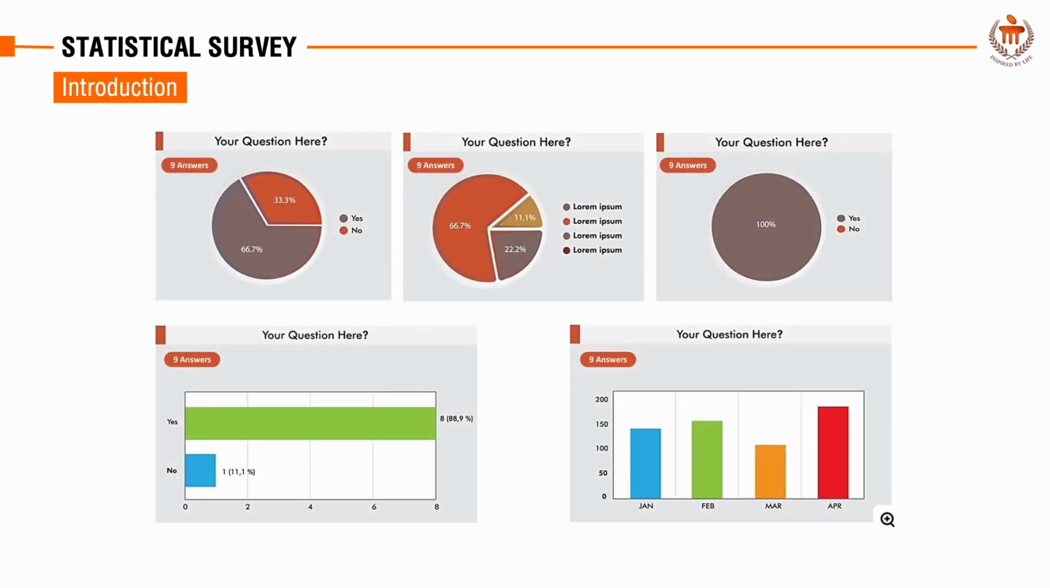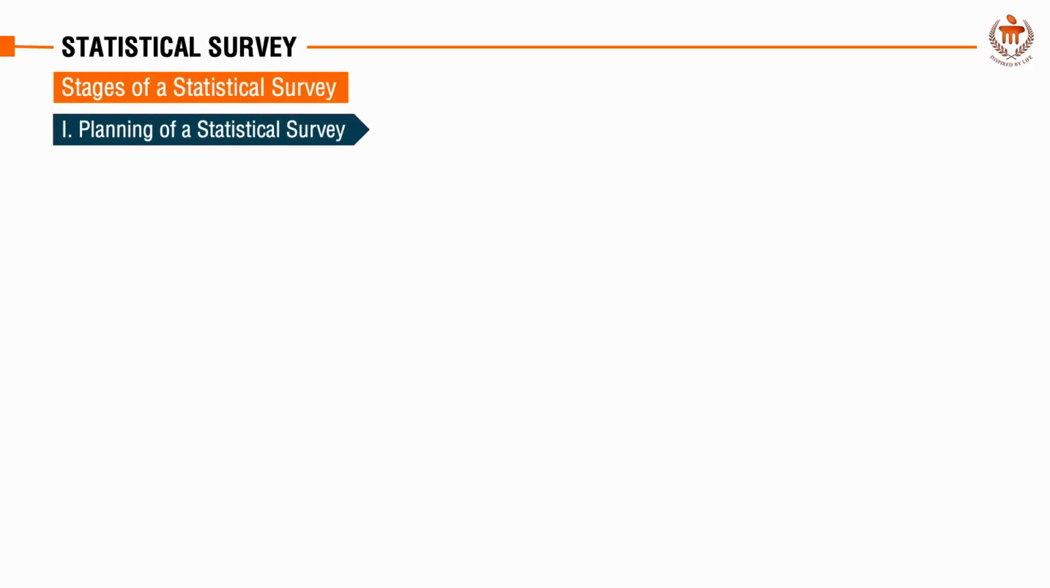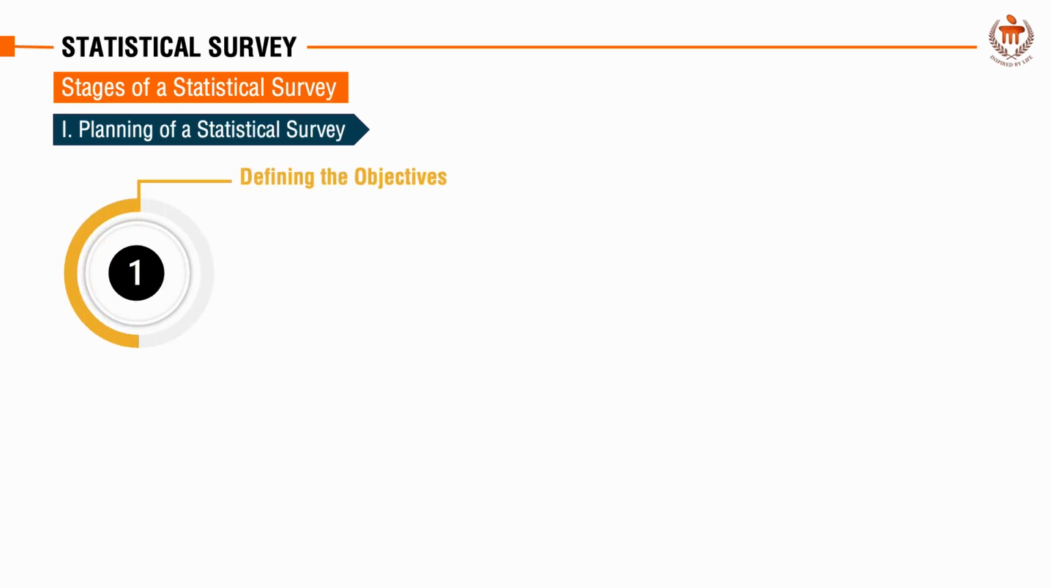Discussing further on statistical survey, the visuals give an idea about how statistical surveys are recorded in visual form. Talking about the stages of statistical survey, the planning involves several key stages to ensure accurate and meaningful data collection. The first step is defining the objective, where the purpose of the survey and the specific data requirements are clearly outlined. For instance, a survey on customer satisfaction would aim to gather feedback to analyze service quality or product performance.